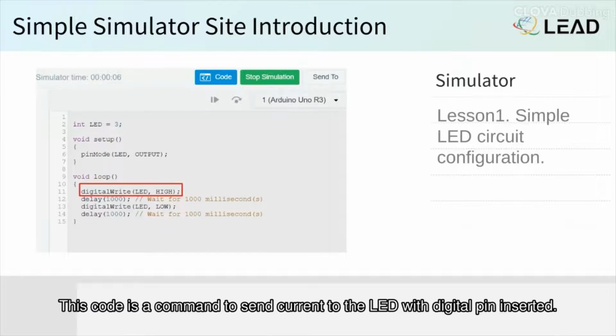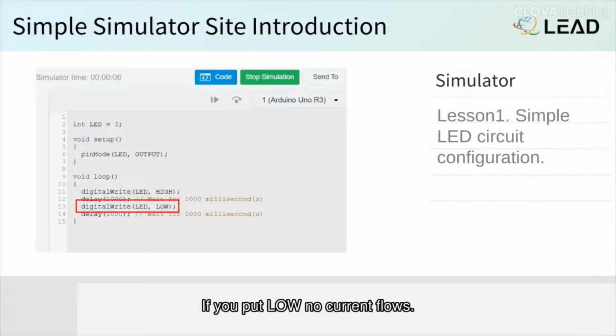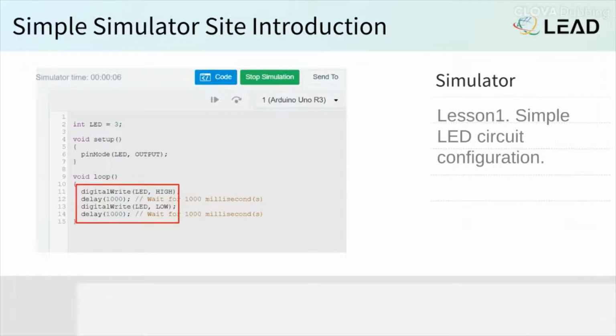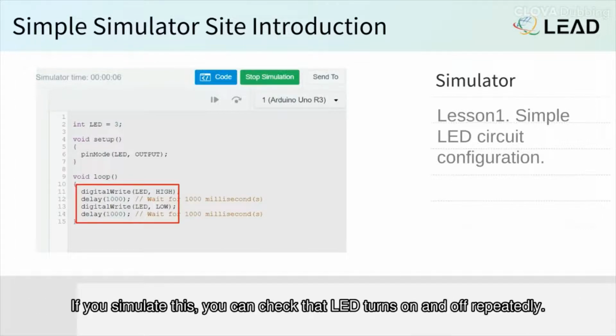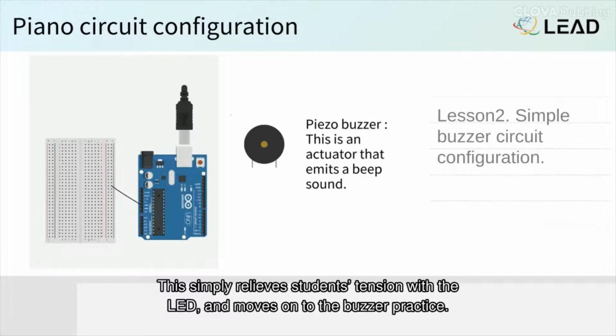This code is a command to send current to the LED with digital pin inserted. If you put low, no current flows. In loop, there is a code for the LED to turn on for 1 second and turn off for 1 second. If you simulate this, you can check that LED turns on and off repeatedly. This simply relieves students' tension with the LED and moves on to the buzzer practice.